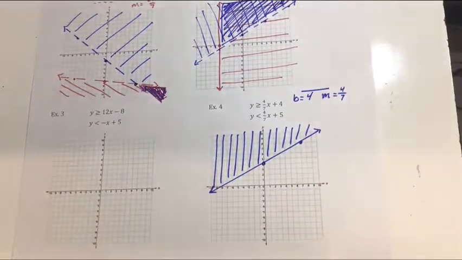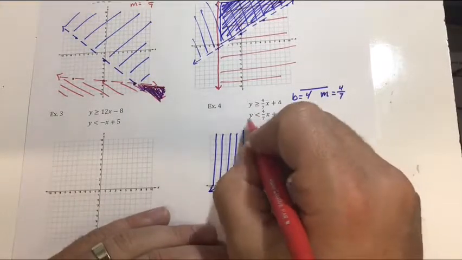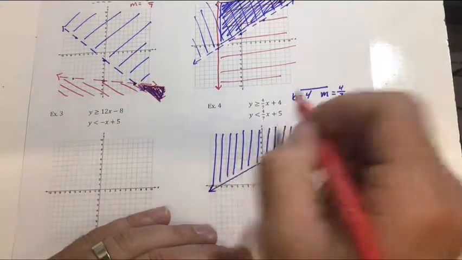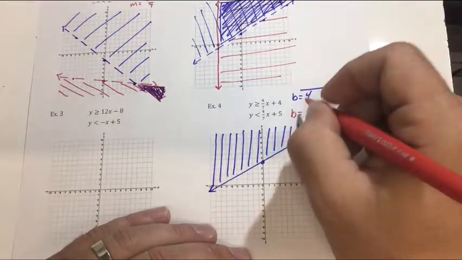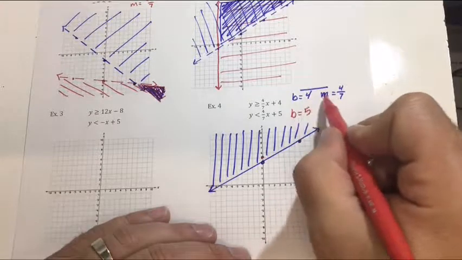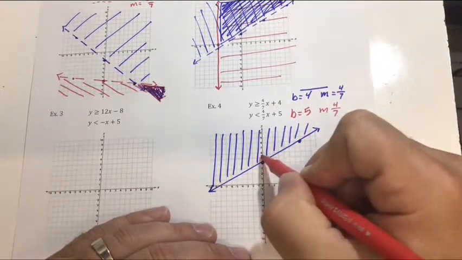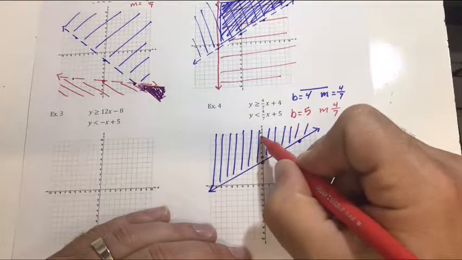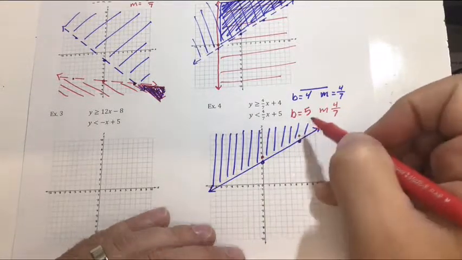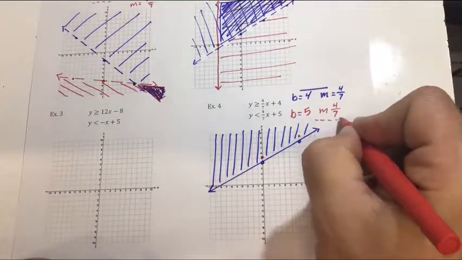Okay? Now I'm going to graph my other line. y is less than 4/7 x plus 5. This time I have a y-intercept of 5. And I'm going to go again, up 4 to the right 7. So 1, 2, 3, 4 to the right 7. These lines actually have the same slope, but this line should be a dotted line.